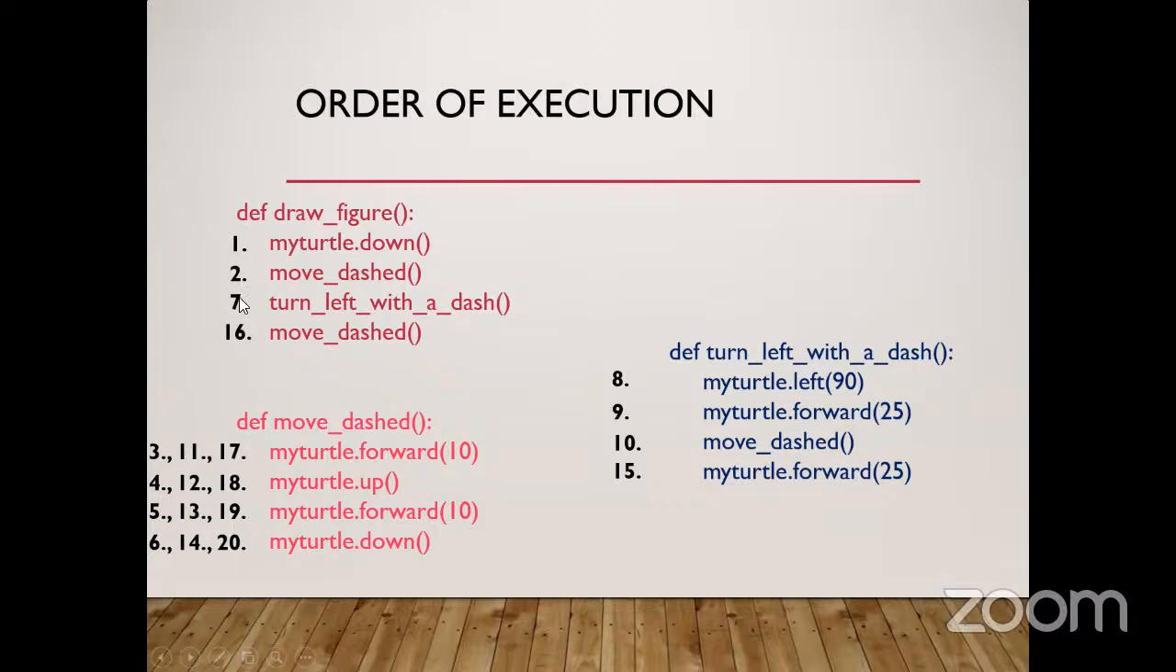Then I jump back up to 7. I call another function, which takes me over here to 8, 9, 10. Oh, that caused it to move dash again. So now I'm back over here and I do 11, 12, 13, 14. Jump back over here to 15. Finish this function and go back to 16.